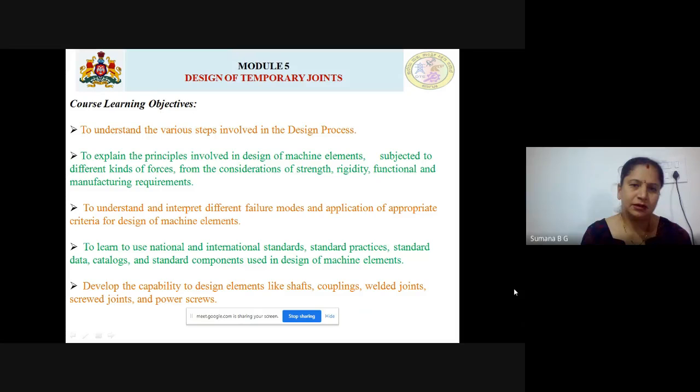The main objective of the subject is to understand the various steps involved in the design process, to explain the principles involved in design of machine elements, what are the different kinds of loads and forces to which the mechanical components are subjected, what are the design considerations with reference to strength, rigidity, functional and manufacturing requirements, to understand and interpret different failure modes and application of appropriate criteria for design of machine elements, to learn the use of national and international standards, to develop the capability to design different elements or components like shaft, coupling, rivet joints, welded joints, temporary joints such as cotter joint, knuckle joint, power screws, etc.